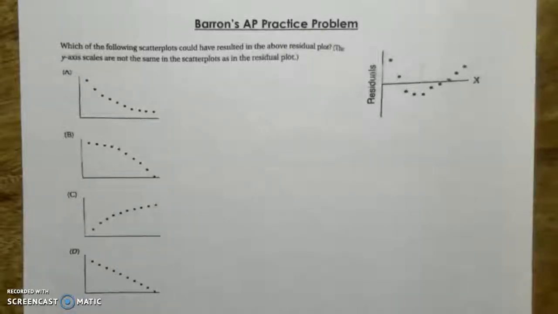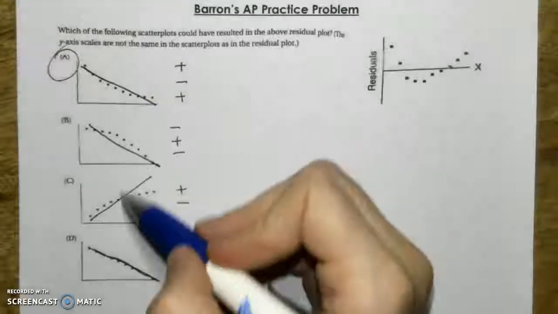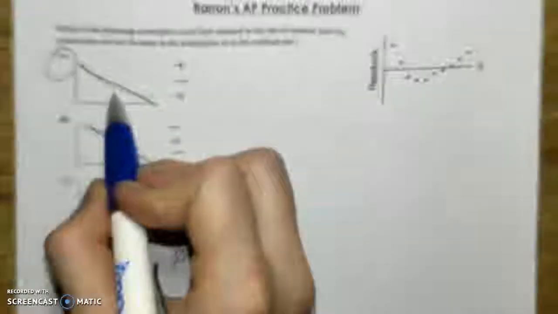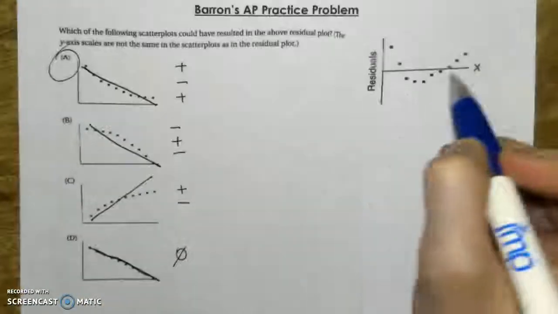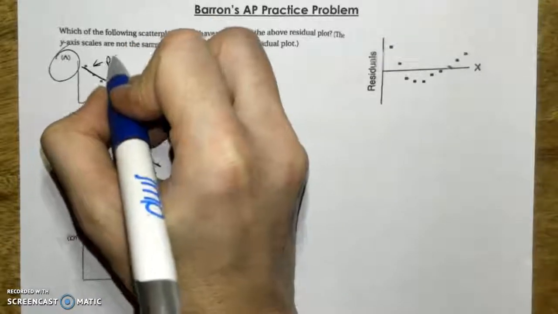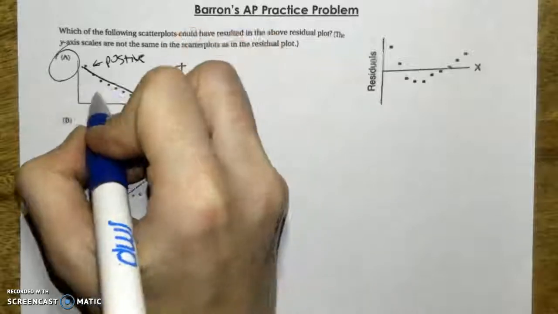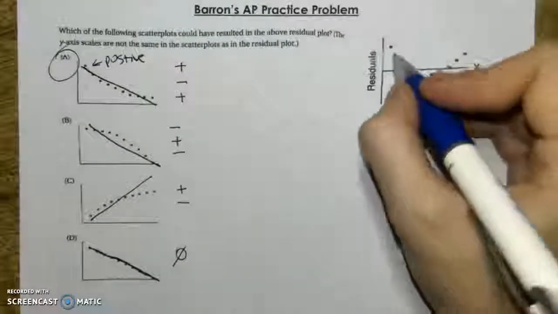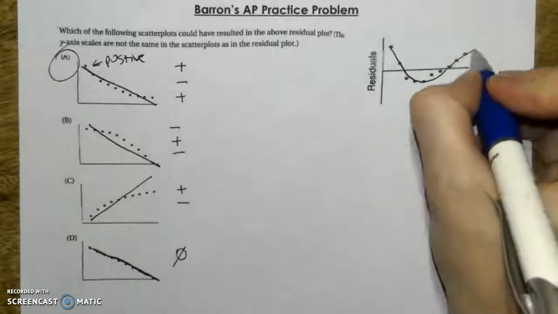All right, and then my last problem here, pause the video. So I went ahead and drew the linear regression lines, and A is my right answer because I have positive, then negative, then positive, just like this residual plot here. So if I drew my line, I have a positive residual followed by negative, and then ending with positive, just like our residual plot here. Positive, then negative, then positive.